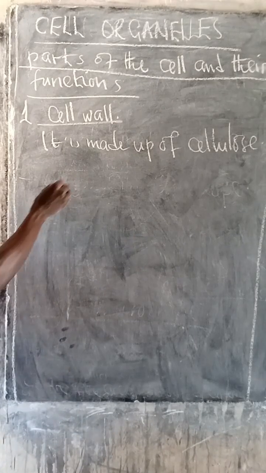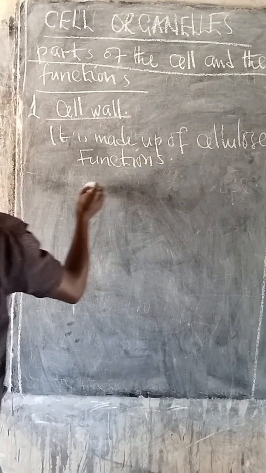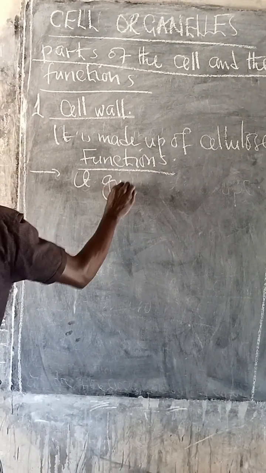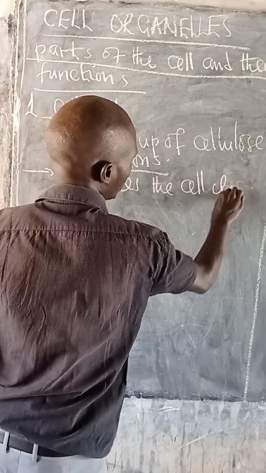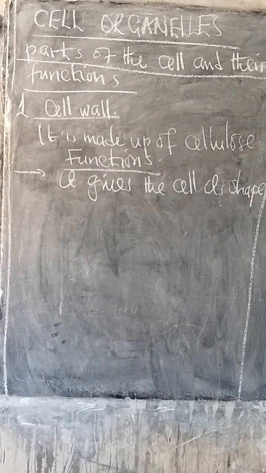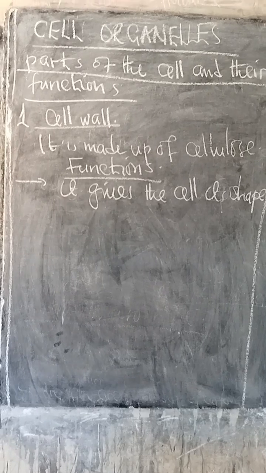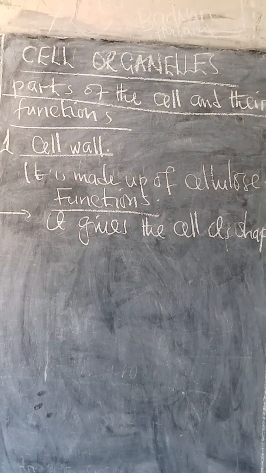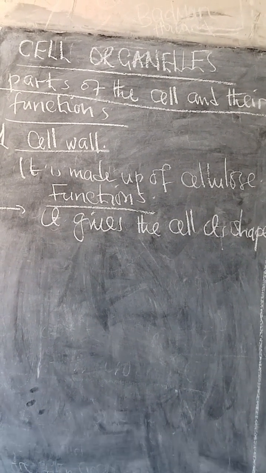So we're going to look at the functions of the cell wall in the plant cell. One of the functions we can talk about is it gives the cell its shape. So the cell wall being rigid and tough, it is able to define the shape of the cell. It makes the plant cell appear in a definite shape, which is one of the functions of the cell wall.